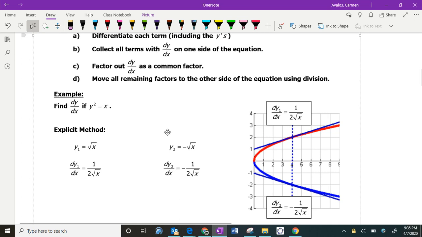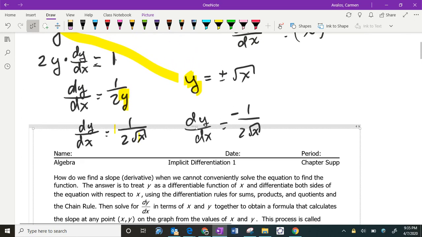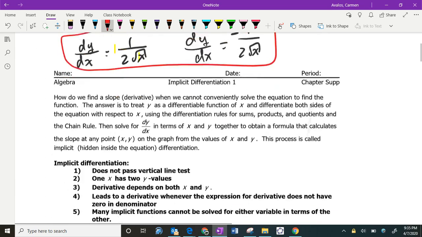And if I were to take the derivative of each one of these individually, I get 1 over 2 square root of x, and then this one here is negative 1 over 2 square root of x, and this is what I get. But if you remember, that's exactly what I got right here. Notice how I got the same exact thing on here, 1 over 2 square root of x and negative 1 over 2 square root of x.